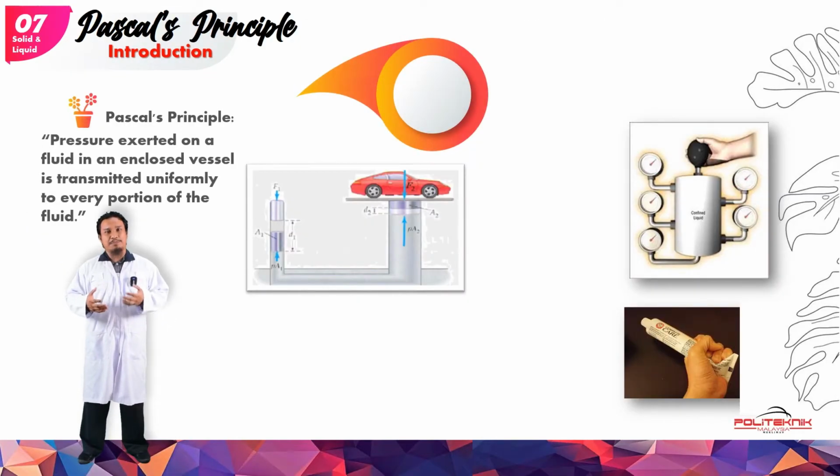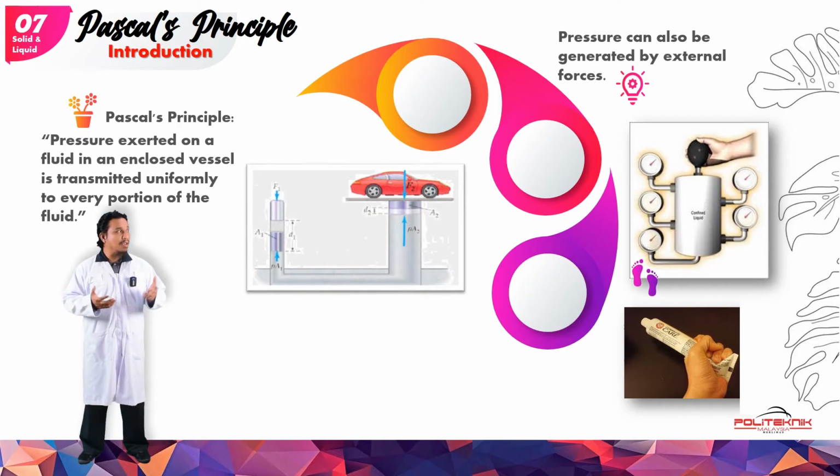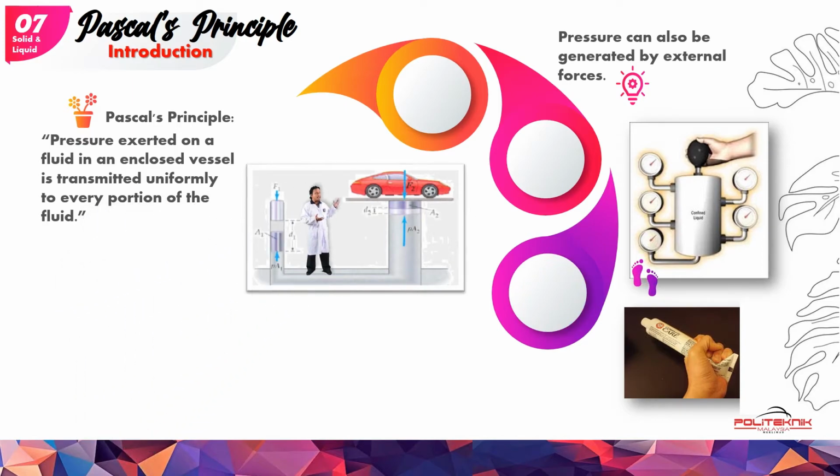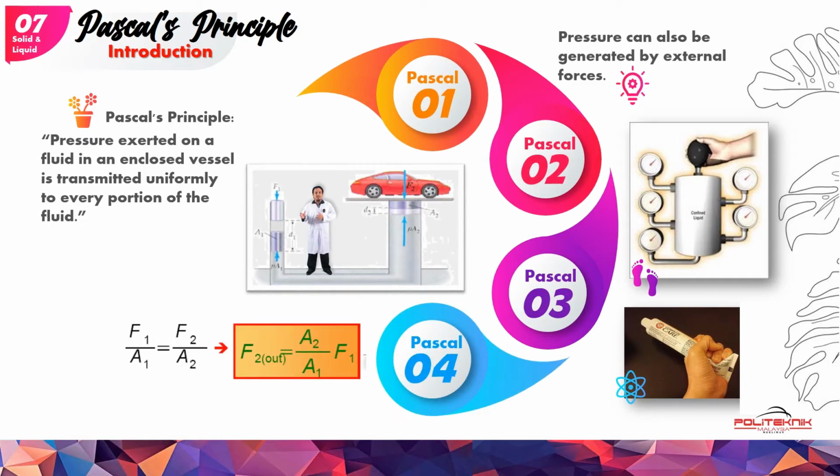If we were to translate Pascal's principle into formula, it is F1 divided by A1 equals F2 divided by A2. As you can see in the example of the hydraulic car jack, F1 is one vessel and F2 is another vessel, which F1 divided by A1 equals F2 divided by A2. If we were to arrange this equation, F2 out equals A2 over A1 times F1.